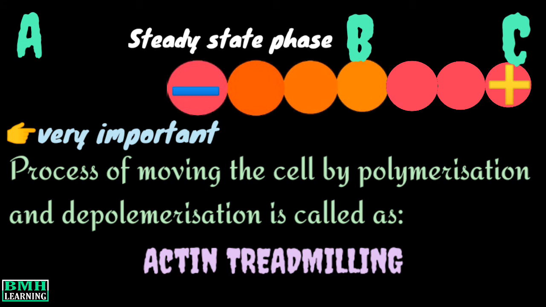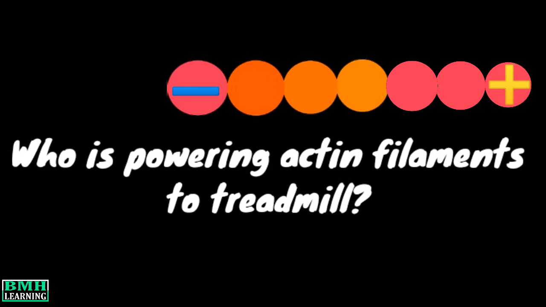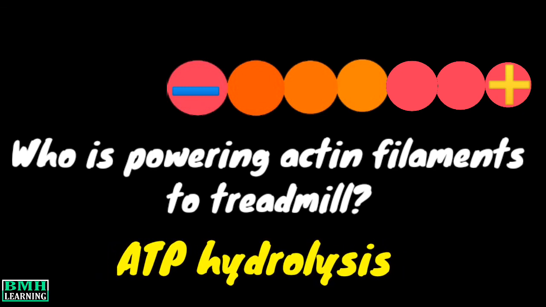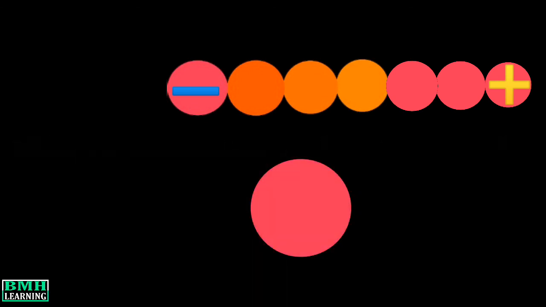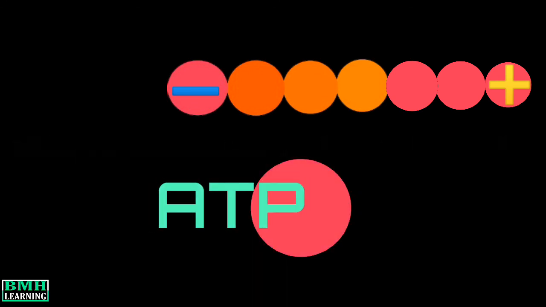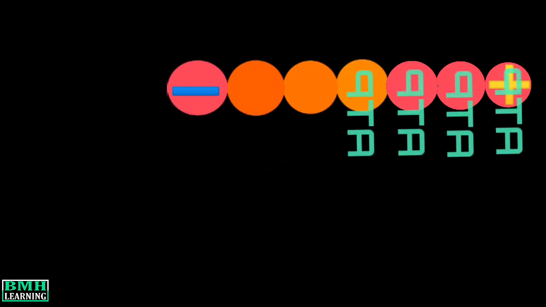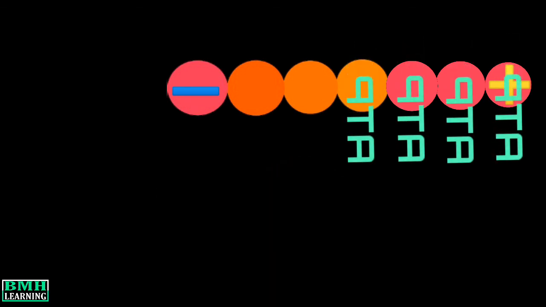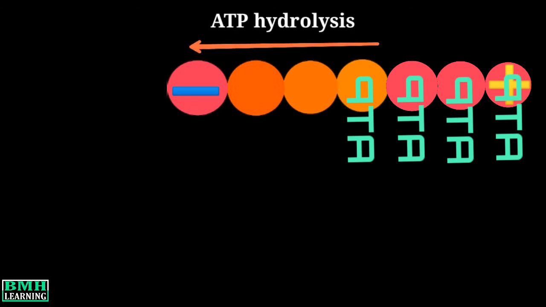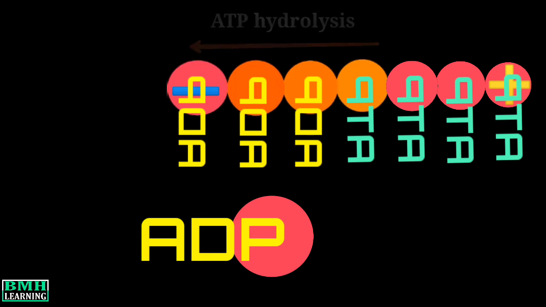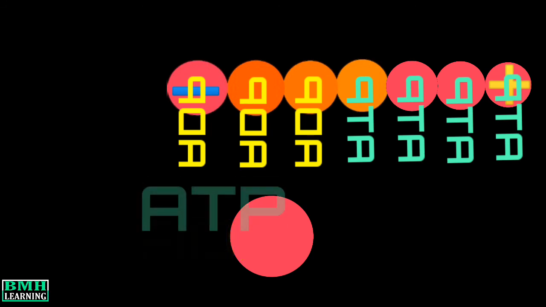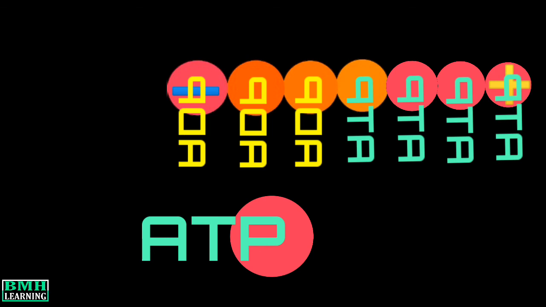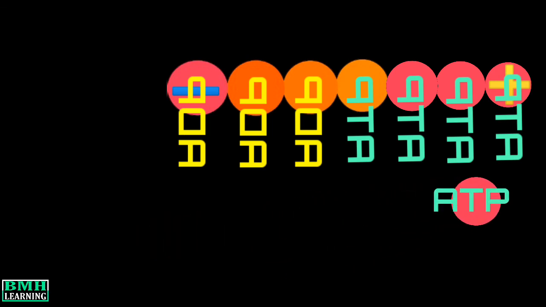Now there arises another question. Who is powering the actin filaments to treadmill? It's ATP hydrolysis. Actually, the free actin are bound to ATP, and actin with ATP are added on the plus end. And then after ATP hydrolysis, these monomers are released as actin ADP at the minus end. The free ADP actin is subsequently reloaded with ATP and can participate in the process of actin polymerization.